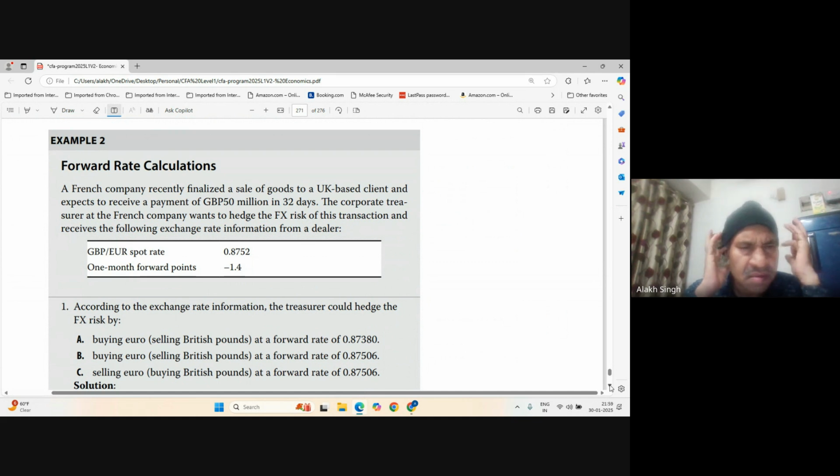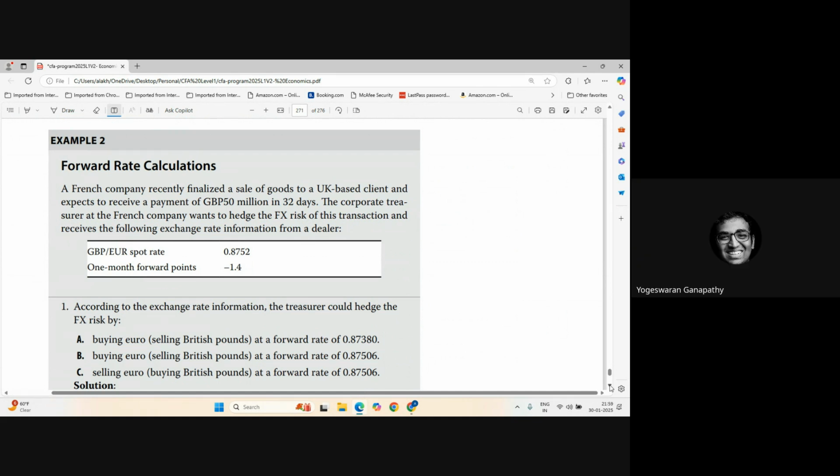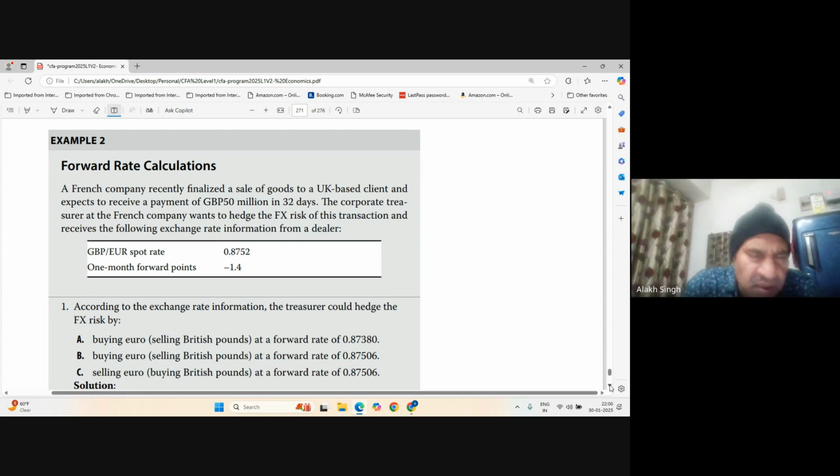A French company recently finalized a sale of goods to a UK-based client and expects to receive a payment of 50 million British pounds in 32 days. The corporate treasurer at the French company wants to hedge that risk and receives the following exchange rate information from the dealer. GBP per euro spot rate is 0.8752. 1 month forward points is minus 1.4. So that means euro is appreciating. Yes, you are correct.